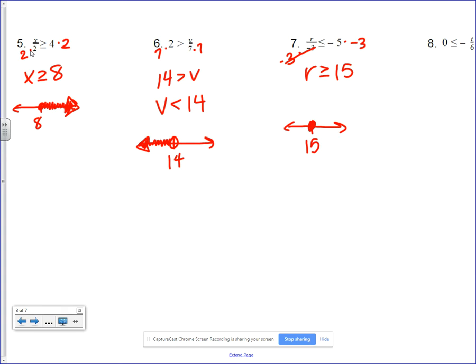15 on that number line with a closed circle, greater than means we're going to shade to the right. Okay, so that was the first time that I multiplied by a negative, so I flipped that symbol.